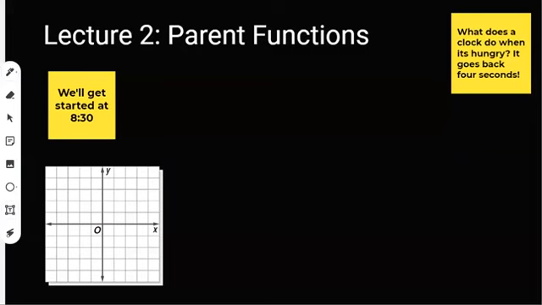Okay, according to my watch, it is now 8:30, so let's go ahead and get started. Take out a sheet of paper if you haven't done so already. Go ahead and follow along with me.